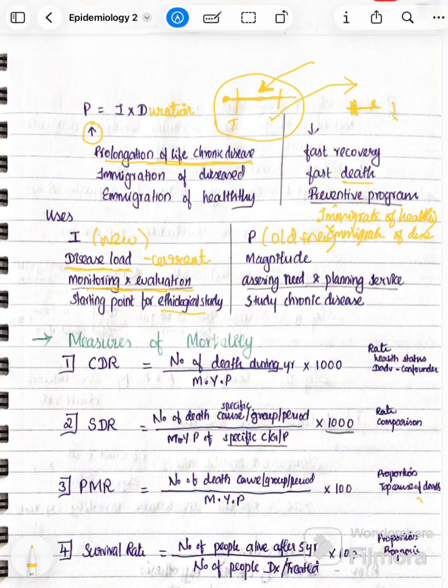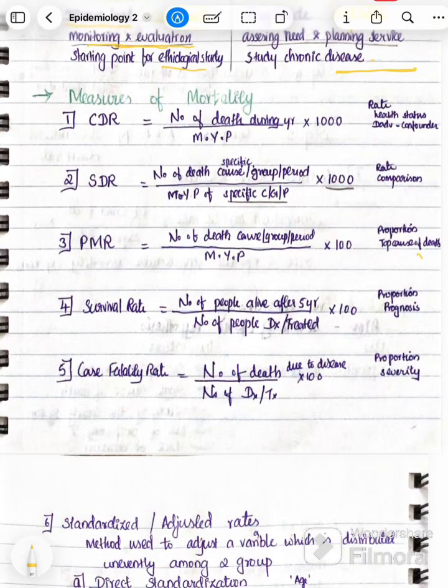And prevalence tells the overall magnitude of the disease. Before starting a program, to plan the program, we need the magnitude, the overall disease in that community. So here we are using prevalence. And then to study chronic disease. Next, measures of mortality.